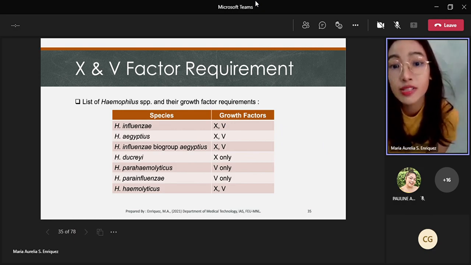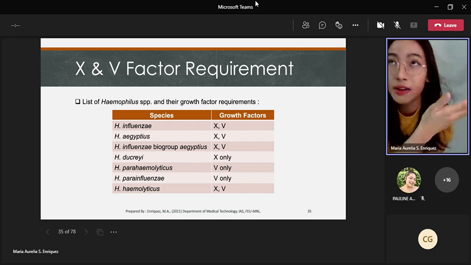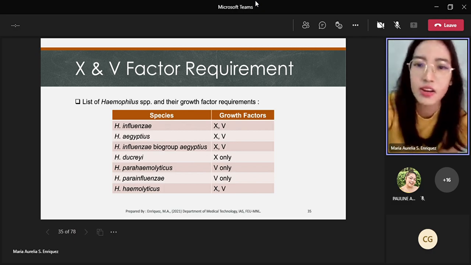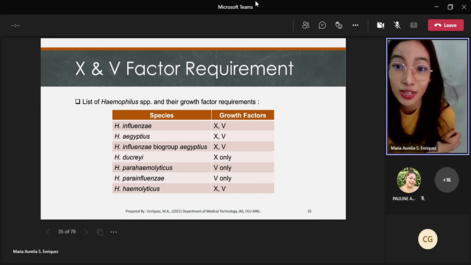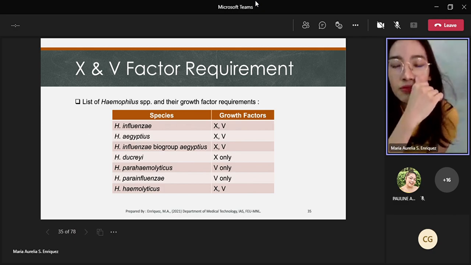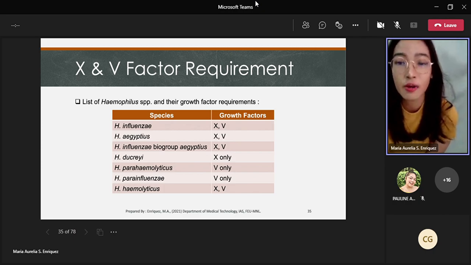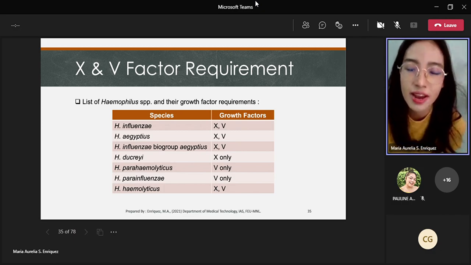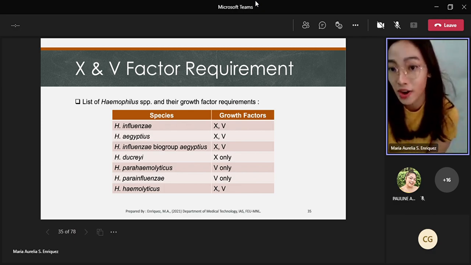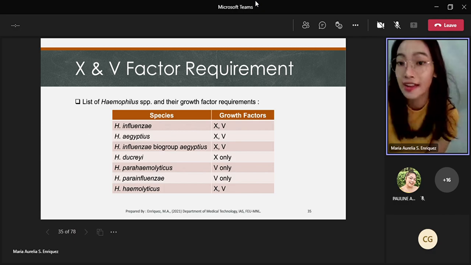All right, so ayan po, on this table, we see both the clinically significant and miscellaneous Haemophilus species alongside the growth factors that they require. So naka-table format na po if ever yan yung preferred learning method nyo kung mas madali nyo pong natatandaan with tables. So Haemophilus influenzae and Influenzae biogroup Aegyptius would both require both the X and V factors, while Haemophilus ducreyi requires only the X factor. All right, so again, ang X factor po, this contains hemin or hematin. And then ang V factor po, this contains nicotinamide adenine dinucleotide or NAD.